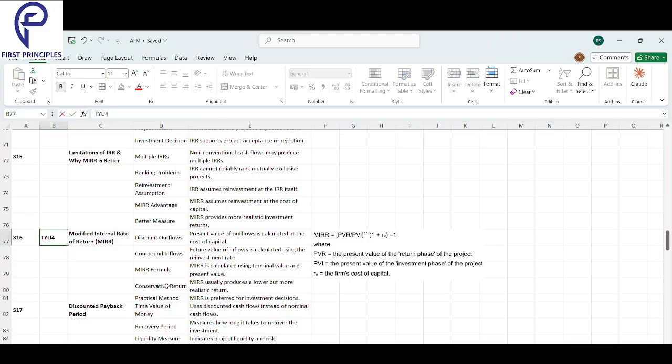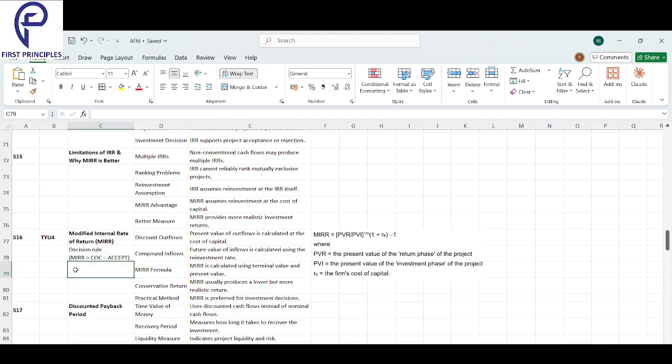Okay, and the decision rule is also important. I'll just write it. Decision rule is: if your MIRR is greater than your cost of capital, then you can accept the project. Okay, following, is it clear? If your MIRR is greater than your cost of capital, then you can accept the project.